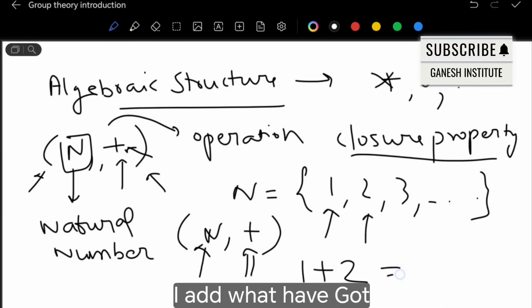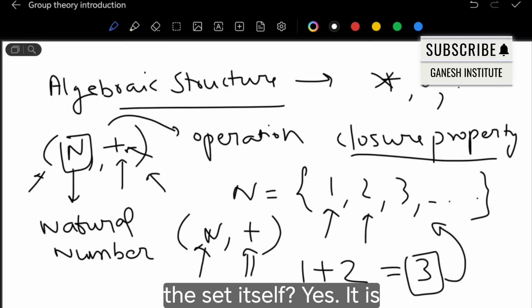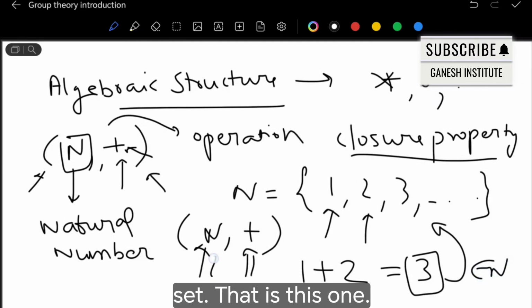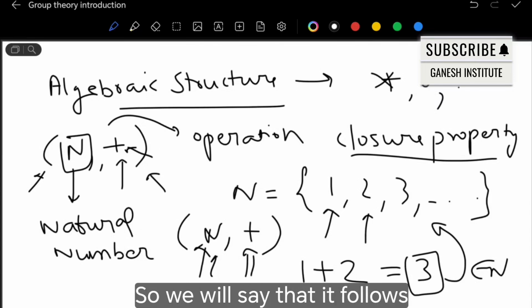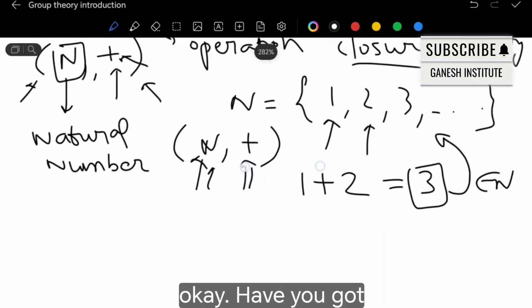And if I add, what have I got? 3. Does it belong to the set itself? Yes, it is a natural number. It belongs to the set. That is this one. So we will say that it follows the closure property. Okay. Have you got it?